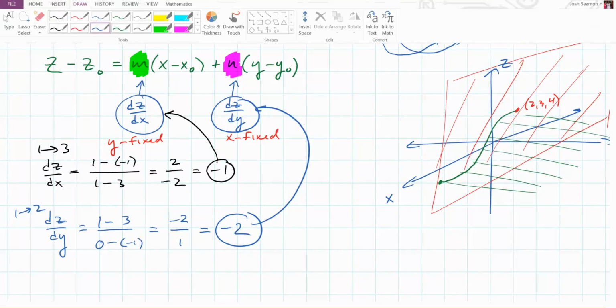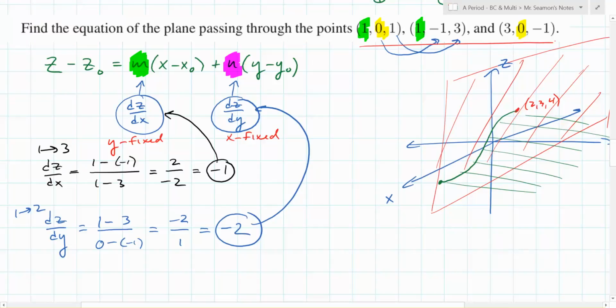So what is our equation now going to be? Well, how many points do we have to choose from right here? 3. So how many different choices do we have for z naught, x naught, and y naught? 3. We just need to pick, you can't interchange them. So which one do you want to use? Point 1, 2, or 3? 1. Yeah, use 1. Why did you choose 1? It's the same one I would choose. It's the first one. The numbers are positive and 0, and they're 1s. We like that, right? So what's the equation going to be? Z minus what? 1 equals, what's the dz dx? Negative 1 times x minus 1 plus, what's the n value? -2 times y minus 0.